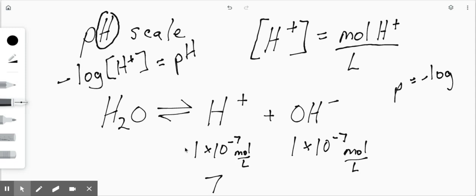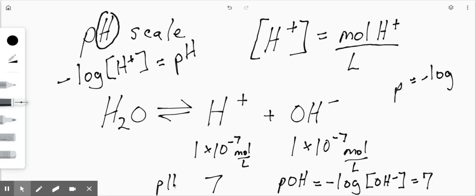So what would the pOH be? What would pOH equal for this at this concentration? Correct, the negative log of your OH- concentration, which would be 7. So the pH equals 7, the pOH equals 7, and for a glass of water at standard temperature and pressure, it's totally neutral, and its pH is 7.